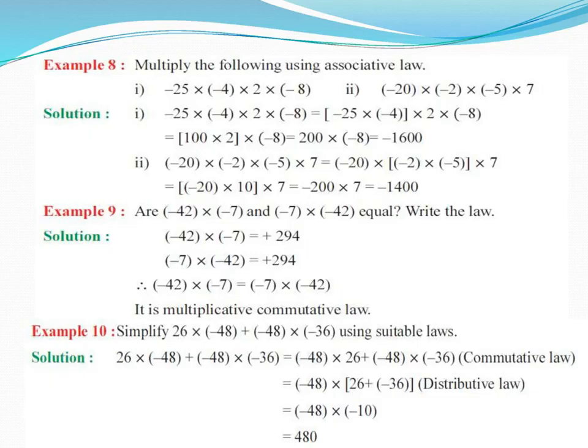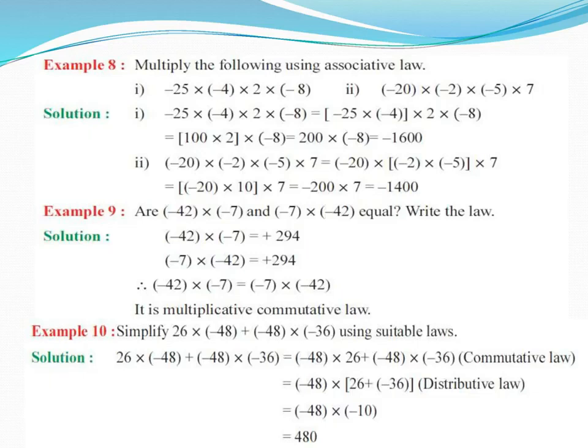Now we will observe the second problem in example 8. What was that? Minus 20 into minus 2 into minus 5 into 7. It can be written with the pair in a box, into 7. That means you can make the pairs. What are the integers written in the box? Minus 2 and minus 5. Then we will write minus 20 into minus 2 into minus 5 into 7.